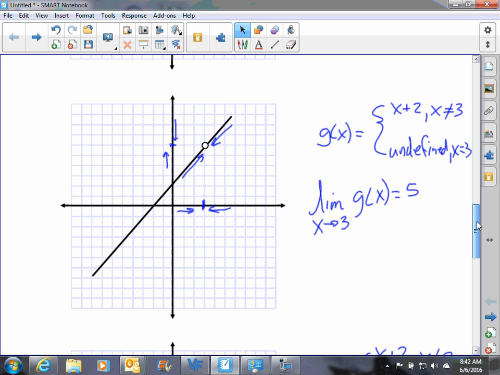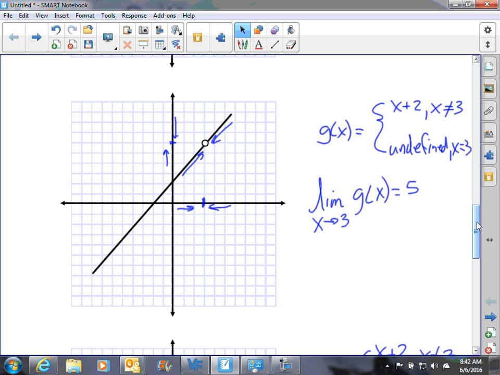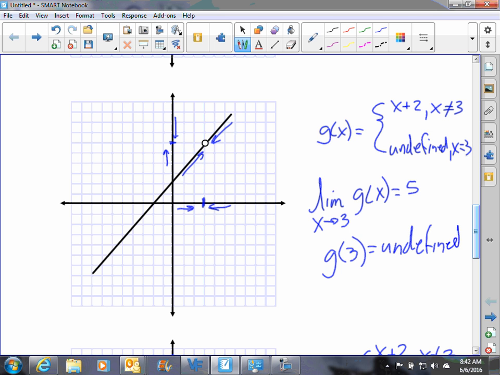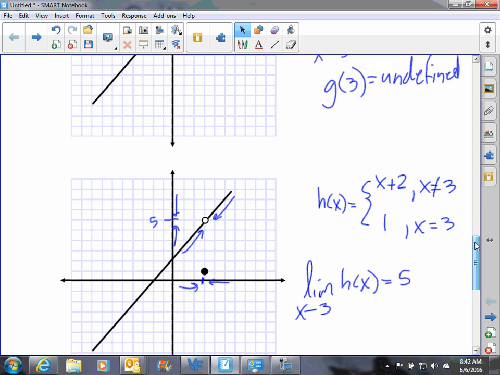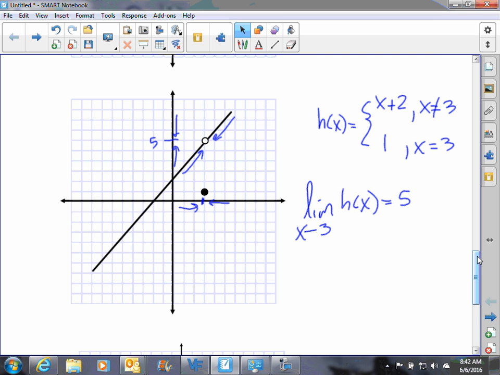In the second case, the limit as x approaches 3 of g of x is 5, but g of 3 is undefined. That doesn't bother us with the limit. We still say the limit as we approach 3 is 5. And then finally, we have a function where the limit as x approaches 3 of h of x is 5, even though h of 3 is a different value, 1. So in all 3 of these cases, the limit is the value that we're squeezing in upon.